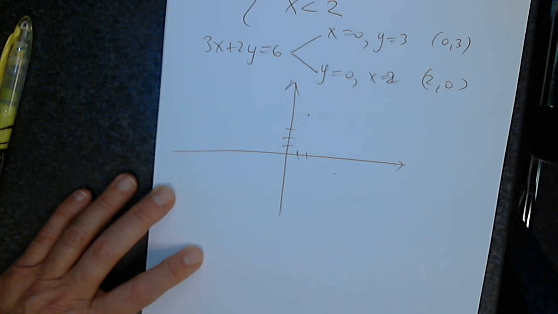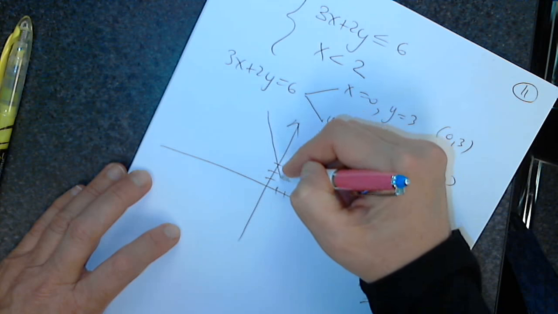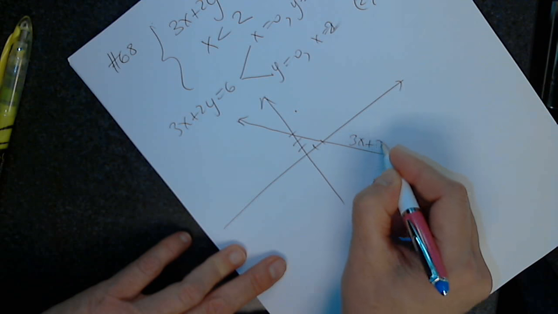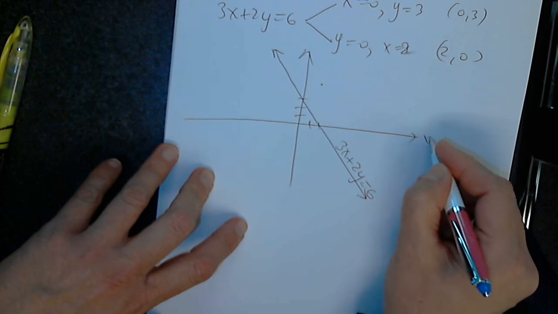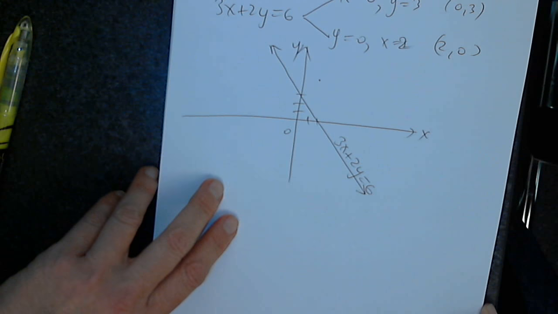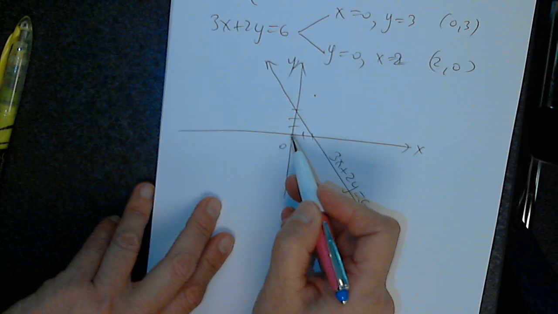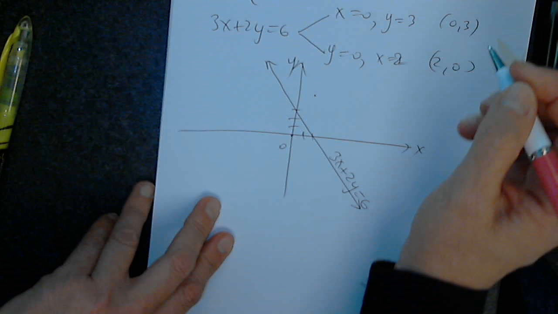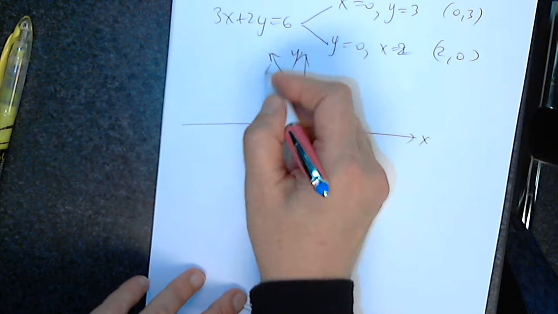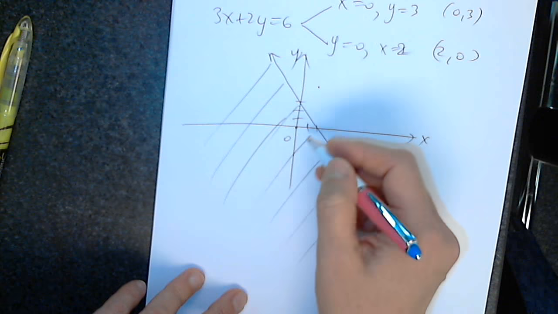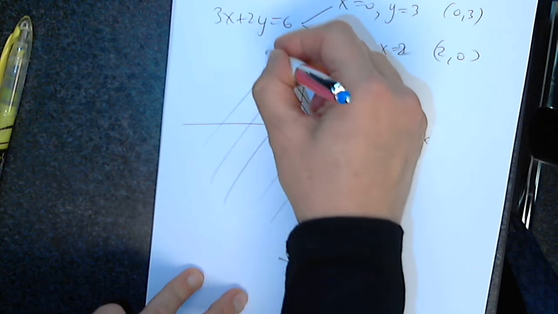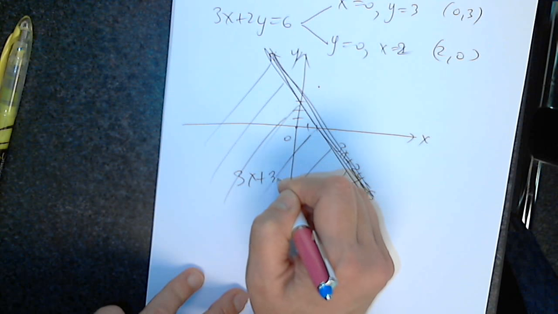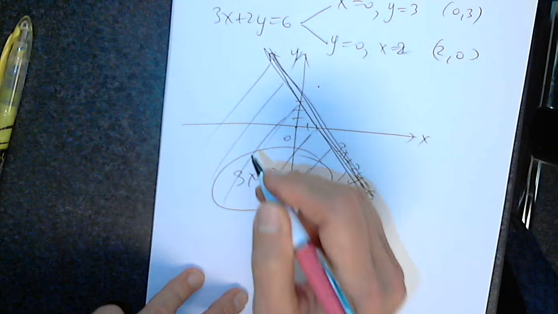Solid line or not? Yes, I agree. 3x plus 2y. Good. I pick (0, 0). It doesn't pass through the origin, so I'm checking the left-hand side. So is 0 less than or equal to 6? Everything, including points on the line, makes solutions to 3x plus 2y less than or equal to 6.